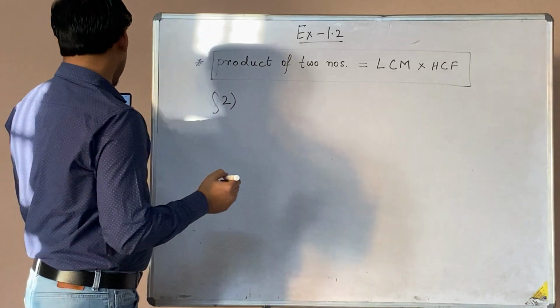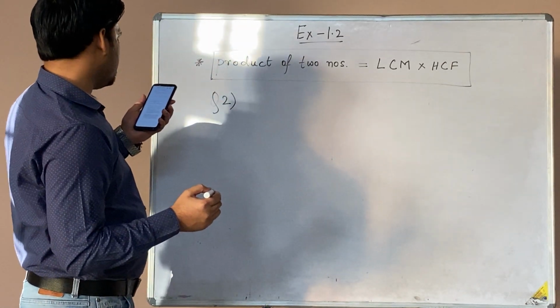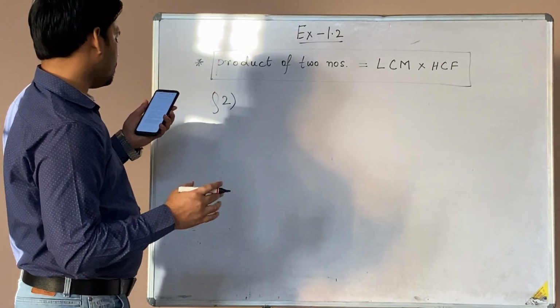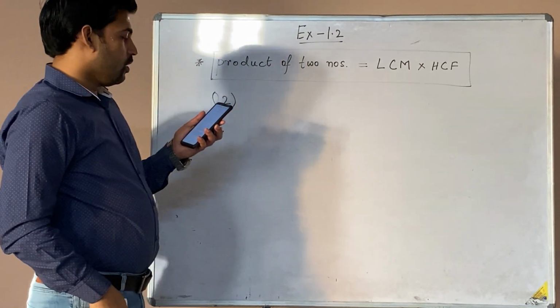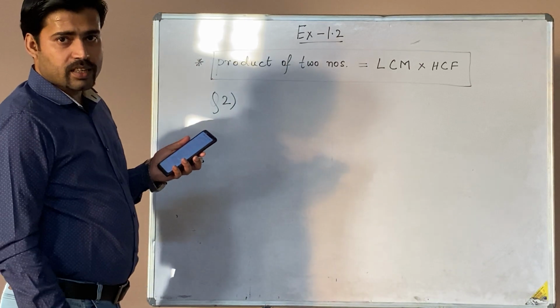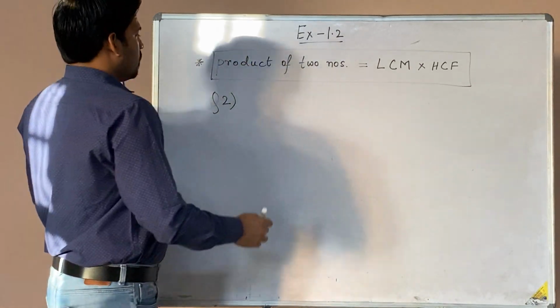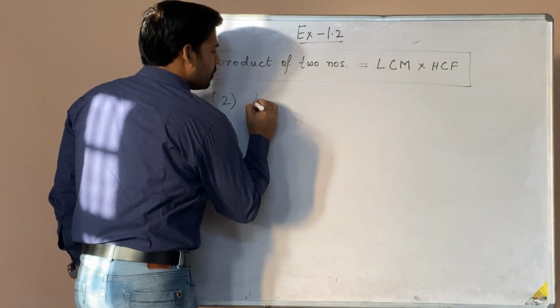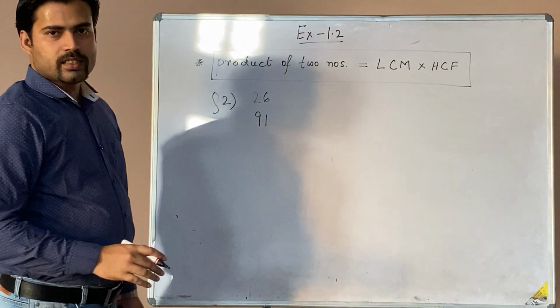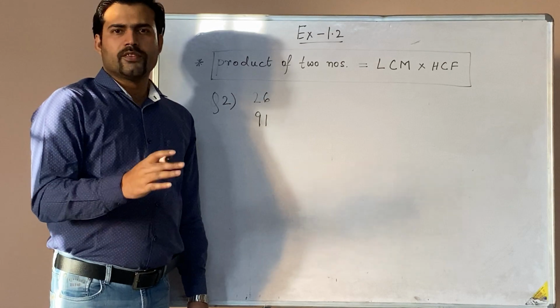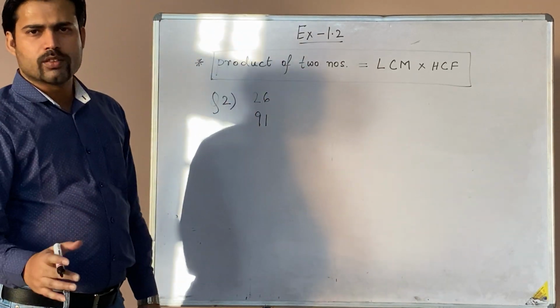Question number 2 states: find the LCM and HCF of the following integers, and afterwards you need to verify this theorem. So let us understand how to calculate HCF and how to calculate LCM. Suppose I am being given 26 and 91. So how to find out the HCF? We have seen Euclid's division algorithm. By that method we can find out the HCF.